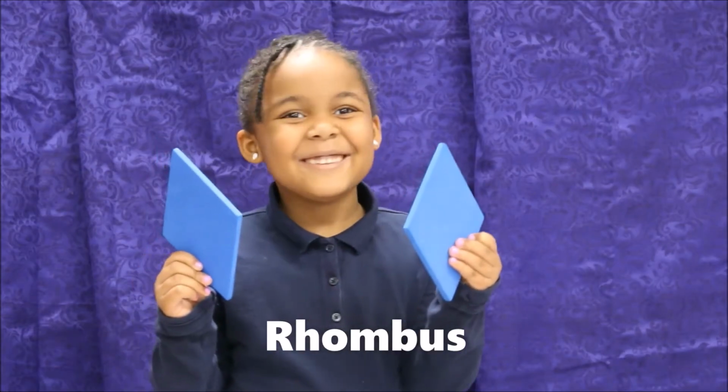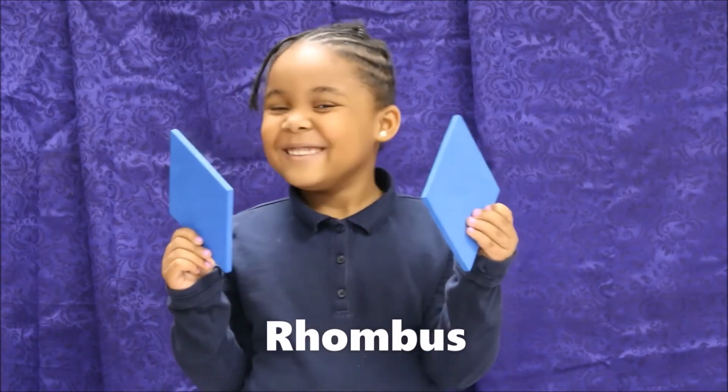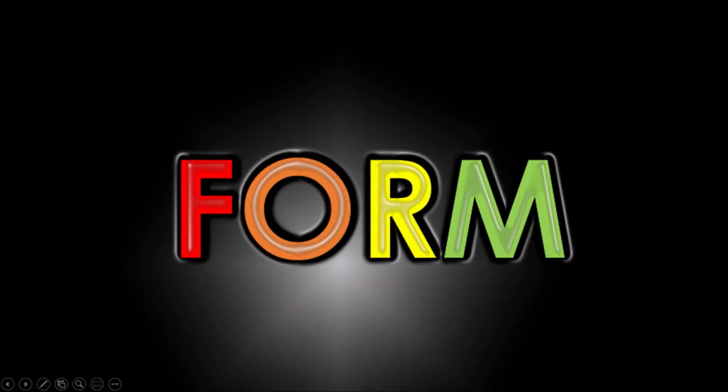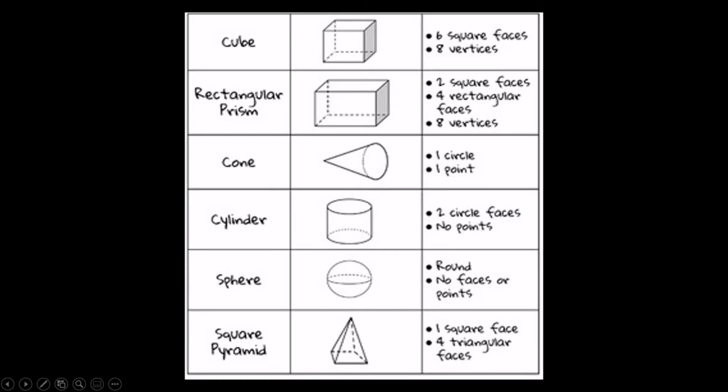A rhombus is a parallelogram with opposite equal acute angles, opposite equal obtuse angles, and 4 equal sides. Organic forms are free-form shapes without rules. A form is a three-dimensional shape that has height, width, and depth. There are geometric forms which have rules.